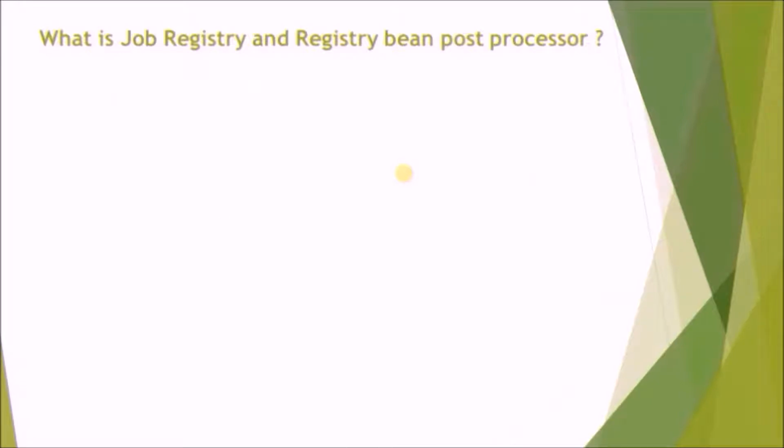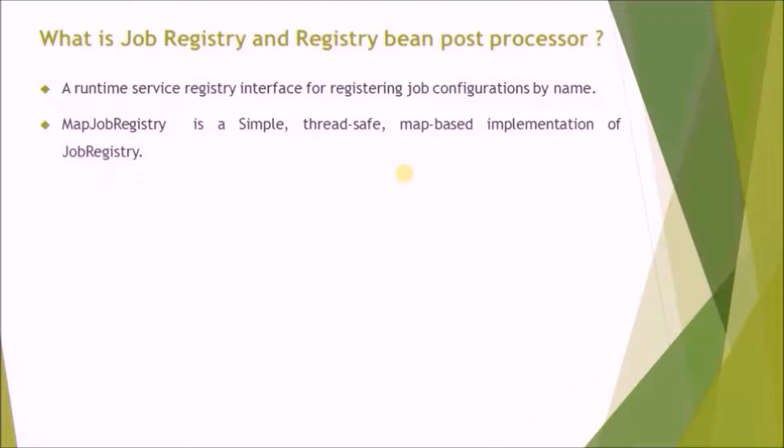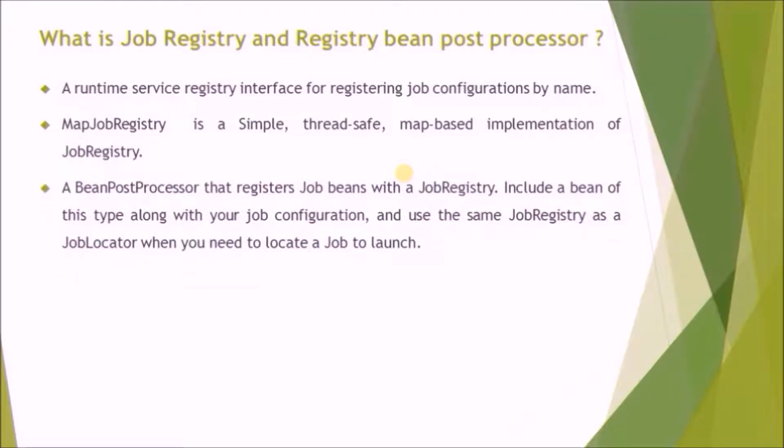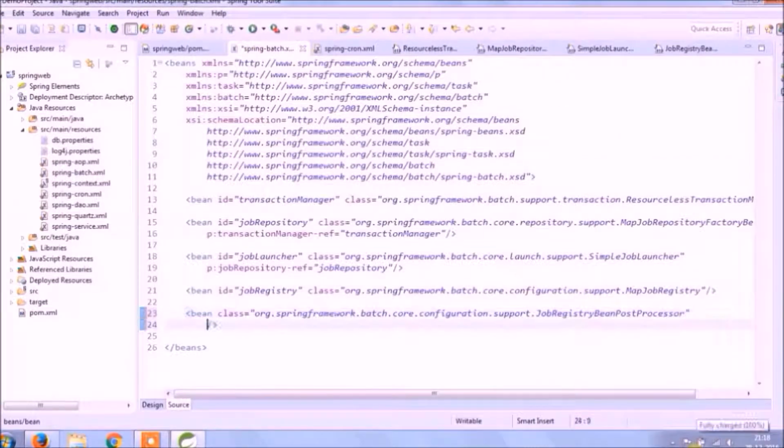What is job registry and registry bean post processor? A runtime service registry interface for registering job configurations by name. Map job registry is a simple, thread-safe, map-based implementation of job registry. A bean post processor that registers job beans with a job registry. Include a bean of this type along with your job configuration, and use the same job registry as a job locator when you need to locate a job to launch. Add job registry as a reference for this bean.